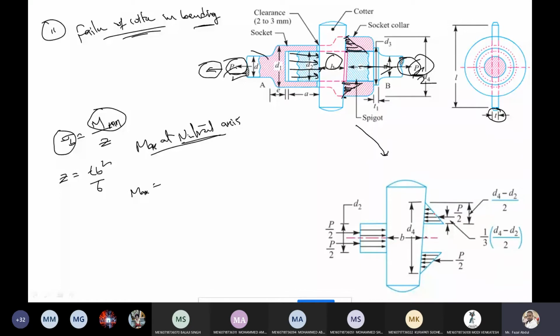Maximum bending moment for this uniformly varying load, I am writing here P by 2 into 1 by 3 into (D4 minus D2) by 2, plus D2 by 2. And maximum bending moment for this uniformly distributed load, I am writing now P by 2 into D2 by 4.